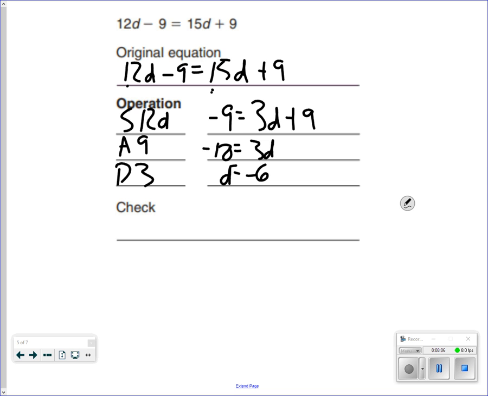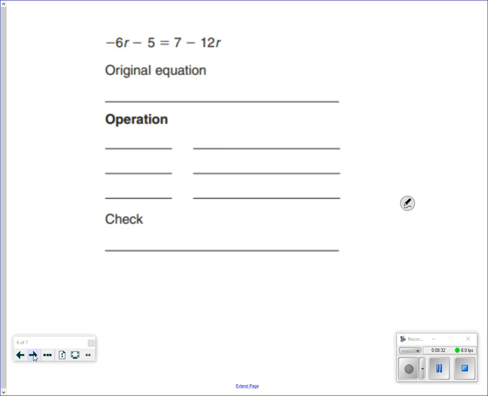So if d is a negative 6 here, and I'm trying to solve this, 6 times 12 would be a negative 72 minus a 9 equals a negative 90 plus 9. If I'm solving this, I have a negative 81 equals a negative 81.